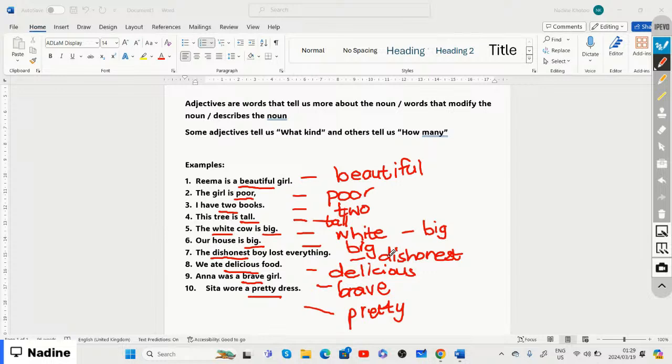All right. So if we look at these words, we see that they either tell us what kind of adjective it is or how many there are. And once again, we have identified the adjectives within our sentences, which are beautiful, poor, two, tall, big, white, big, dishonest, delicious, brave, and pretty. And remember, you can describe an adjective however you want, as long as it tells us what kind or how many.